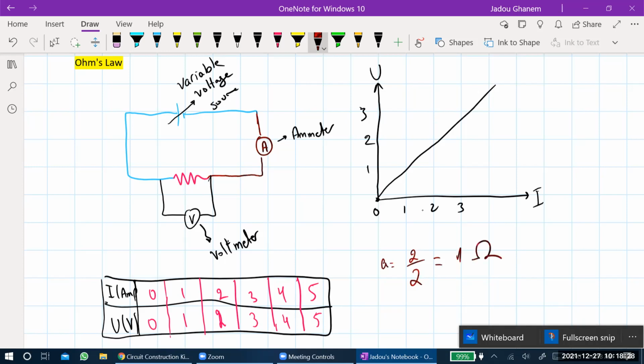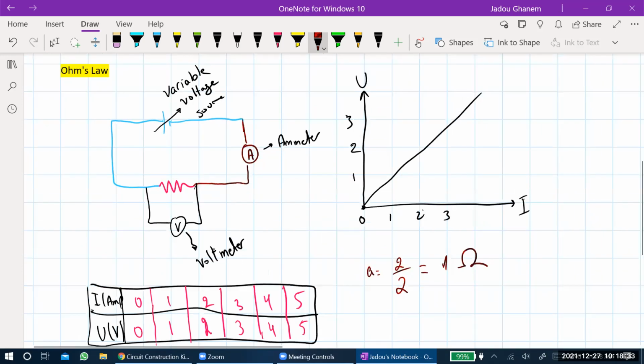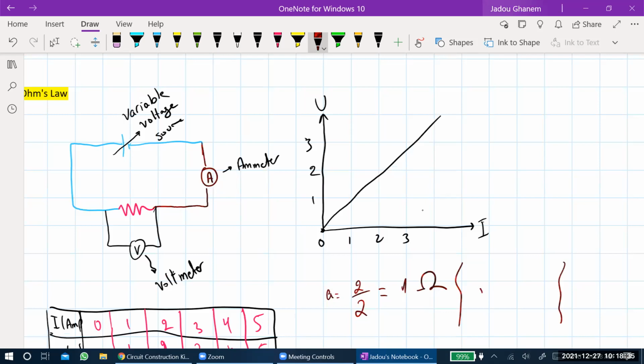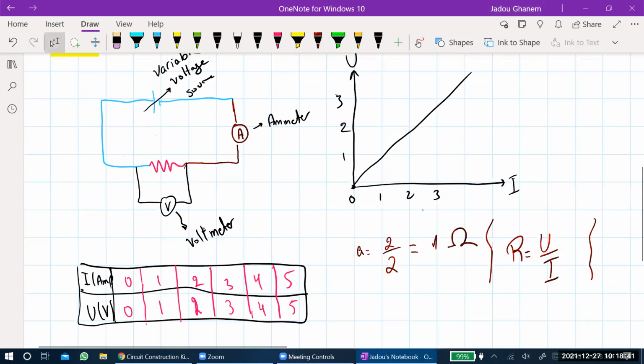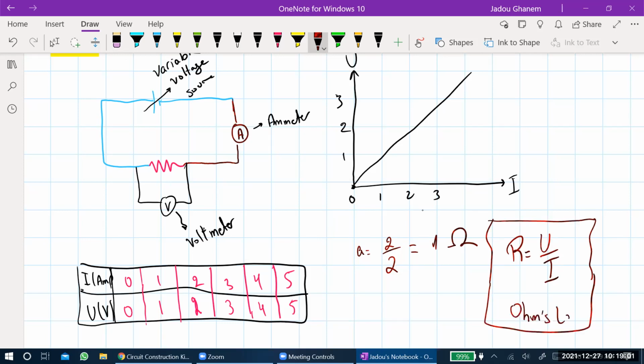So if I'm going to write the formula for that, the formula will be R equals U over I. If we take any other values, let's say 1 over 1 or 5 over 5, they will provide us 1 ohm. So the same way, we usually divide the voltage over the current, okay? And not the opposite. So this is what we call Ohm's law.